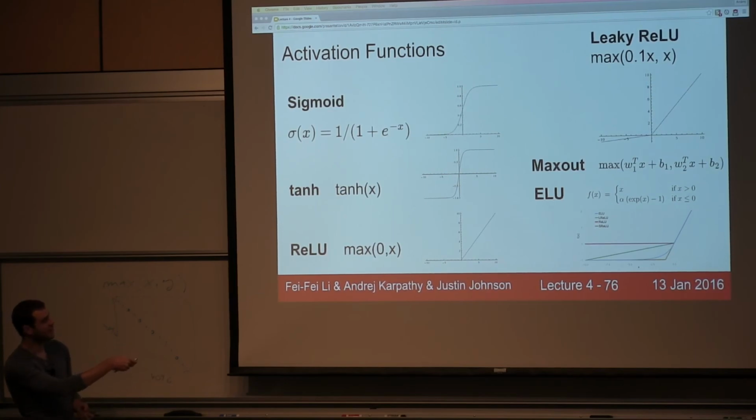Historically, people used sigmoid and tanh. As of 2012, ReLU became quite popular. It makes your networks converge quite a bit faster. So right now, if you wanted a default choice for nonlinearity, use ReLU. That's the current default recommendation.